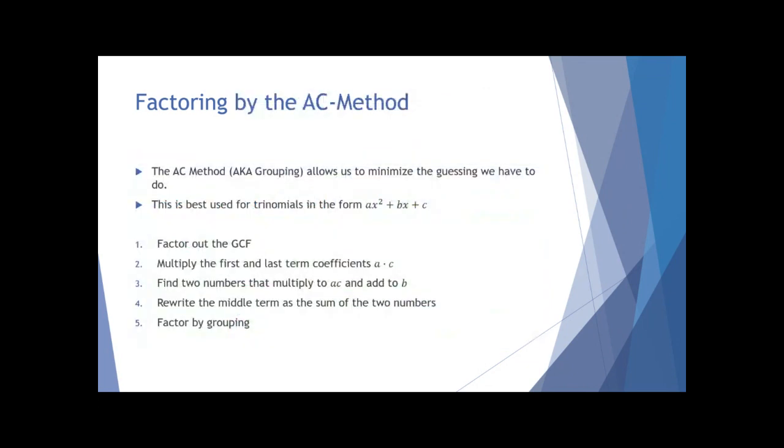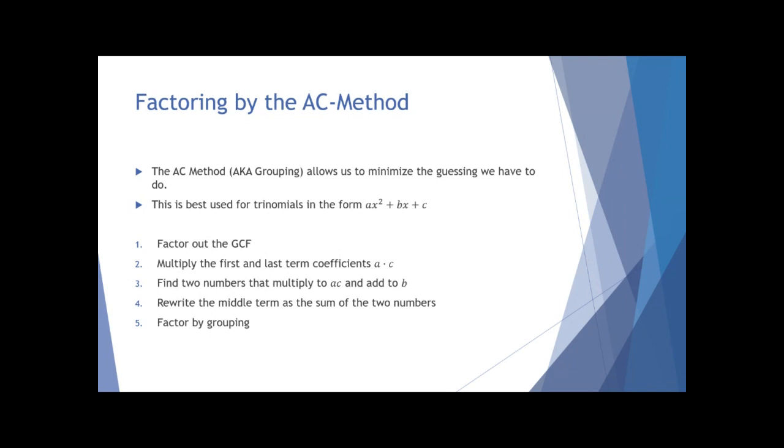Okay, so now the AC method. The AC method, which I call grouping, allows us to minimize the guessing. We had to do a lot of guessing on that last problem we just did. With the AC method, you still have to do a little bit of guessing, but it's more the same type of guessing you do when there's no number in front. It's just like an x squared.